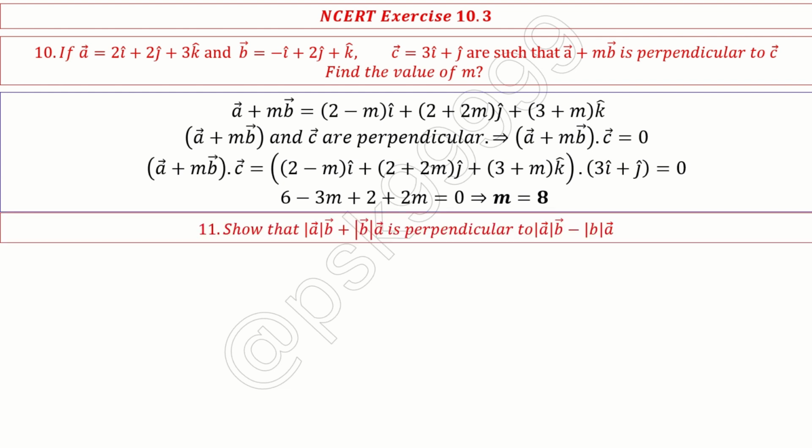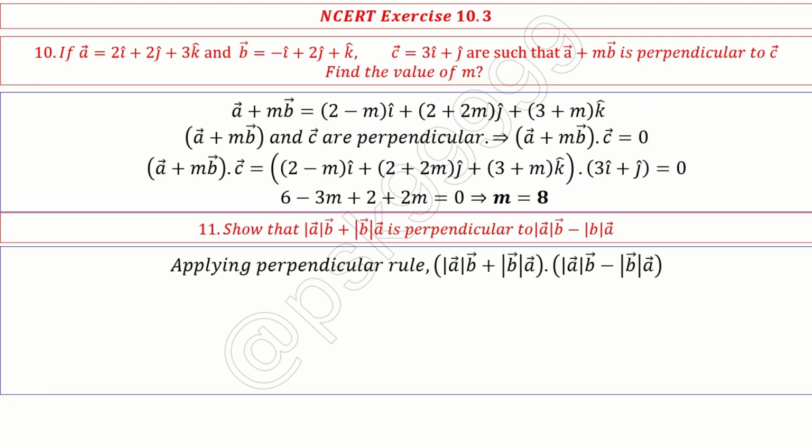Okay. Next, show that the magnitude of vector A times B bar plus magnitude of B bar times A bar is perpendicular to the one given there. Okay. This is simple. How do you show perpendicular always? Scalar product should be 0. So just do scalar product of these two.